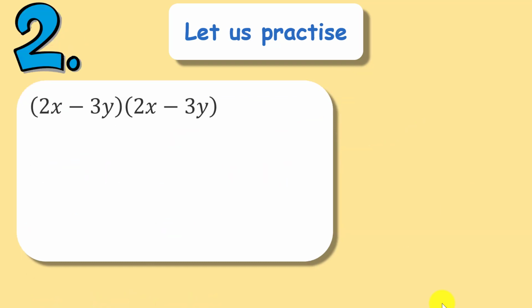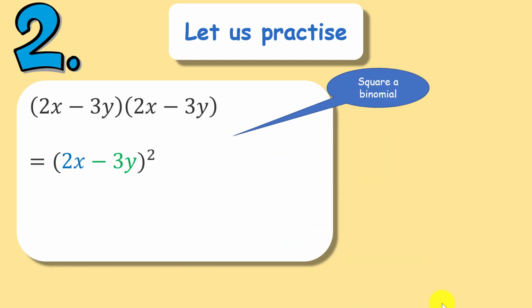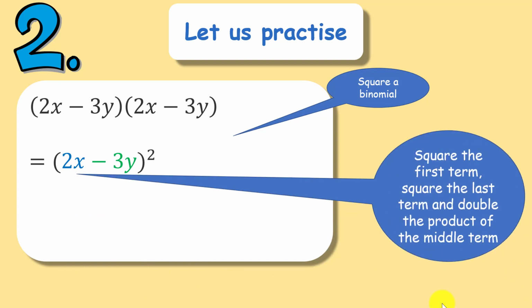Example 2. Notice that this is the squaring of a binomial. We can write it short like this. How do we square a binomial quickly? Well, we square the first term, we square the last term. We take the product of the two terms and we double it. So 2x squared is 4x squared. Negative 3y squared, remember a negative times a negative is a positive 9y squared. If we multiply 2x by negative 3y, we get negative 6xy. And now we double it to give us negative 12xy.